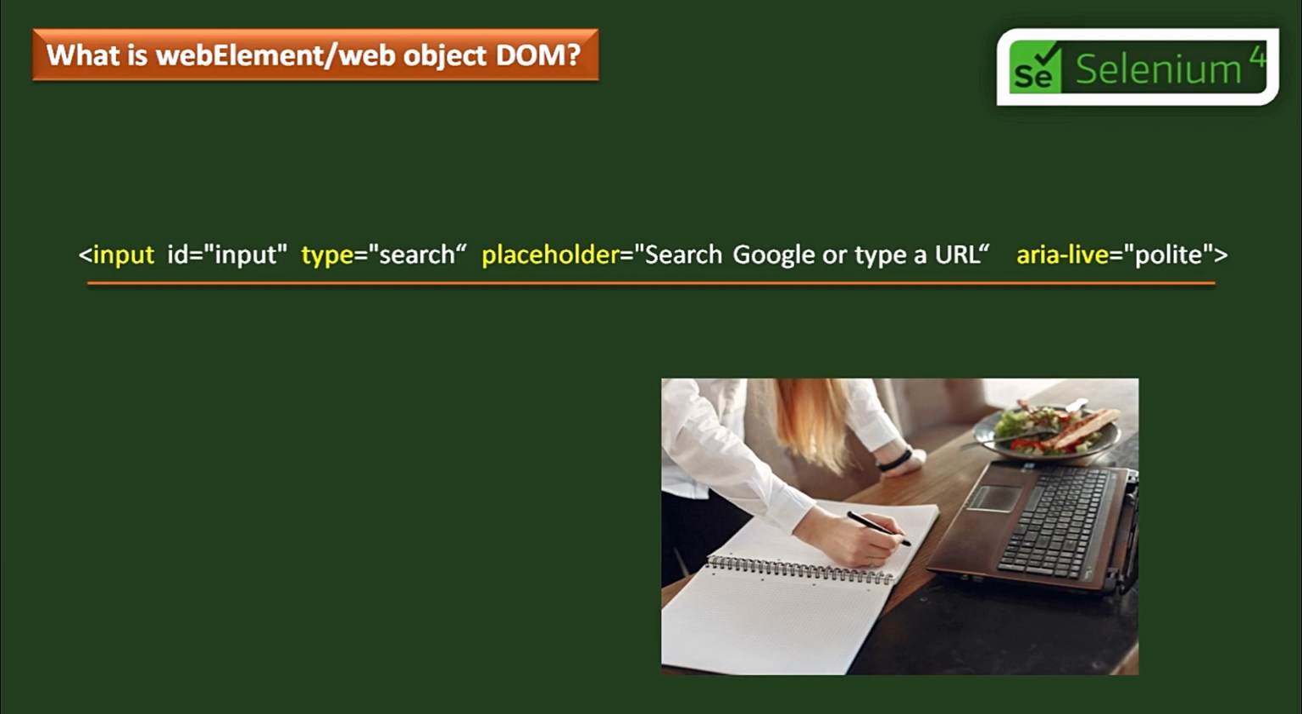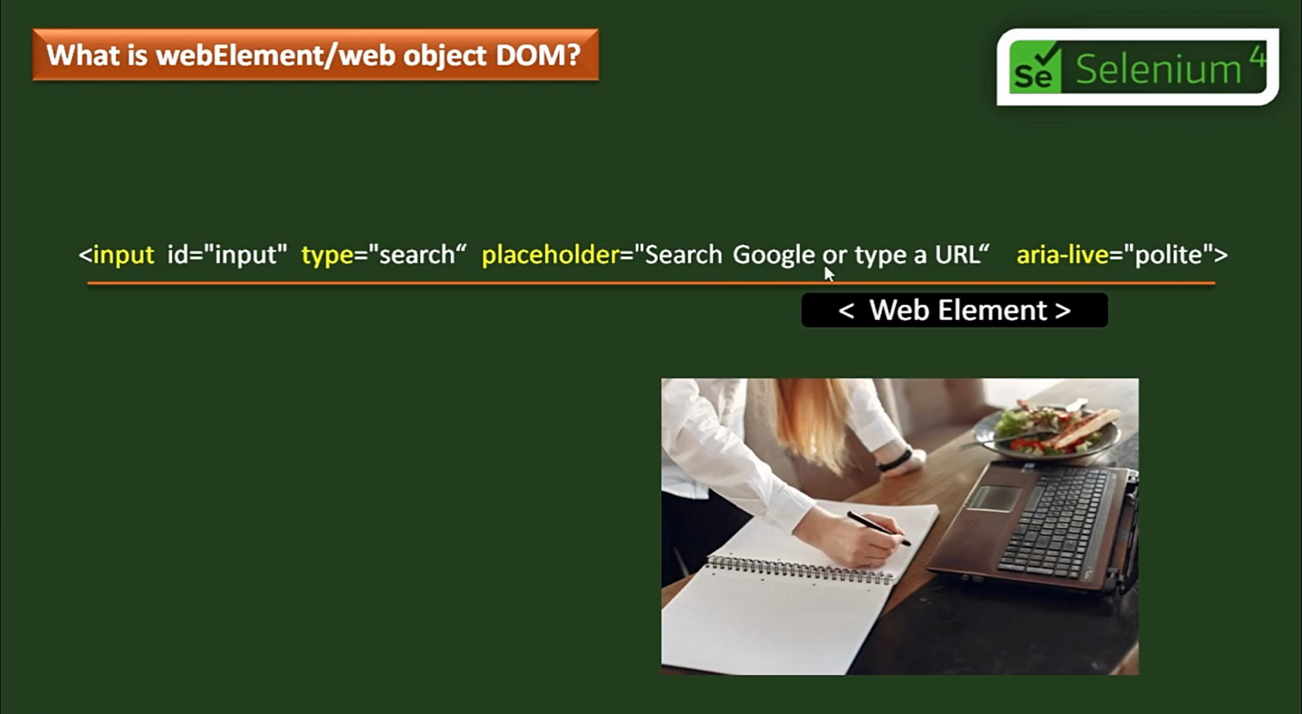In this lecture I am going to discuss the web elements in the DOM. In the last video we understood what the document object model is, and now we are going to discuss the web elements, or you can say the web objects, in the DOM. The web elements are very important because if we understand them, then we can write the locators easily. On my screen you can see one example of a web element.